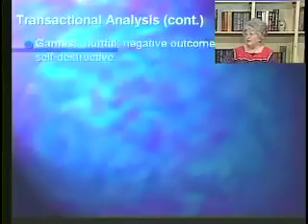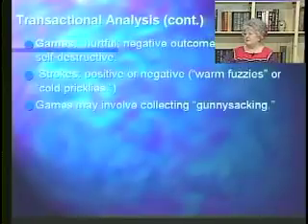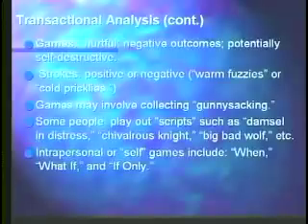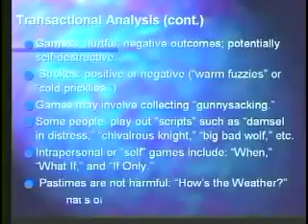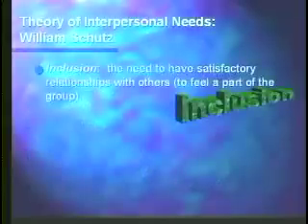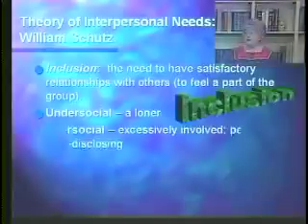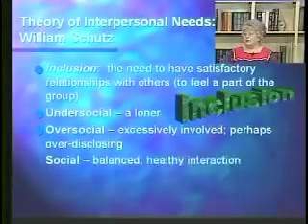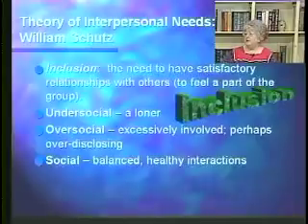Okay, very quickly, we talked about games, and strokes are the warm fuzzies, cold pricklies. I won't go back through games today. I want us to spend our last few minutes reviewing Schutz's theory of interpersonal needs. Remember, he said that everybody needs inclusion, control, and affection. And inclusion is the need to be with other people, to have a satisfactory relationship with them.